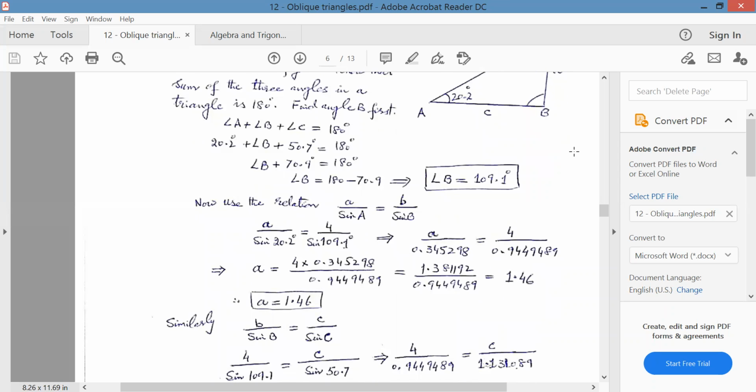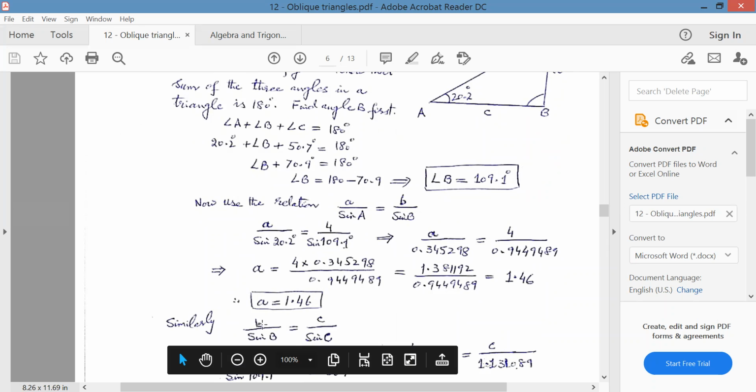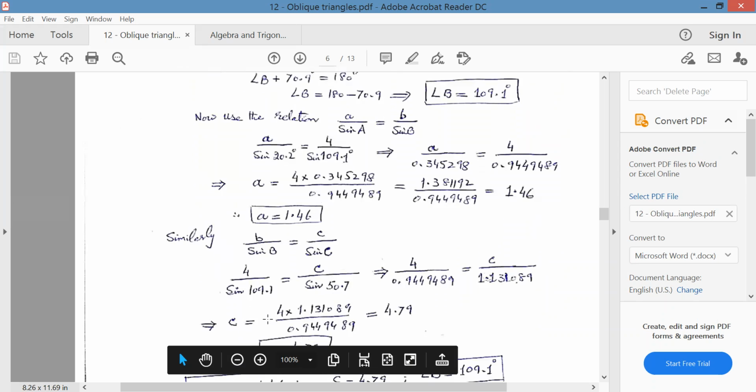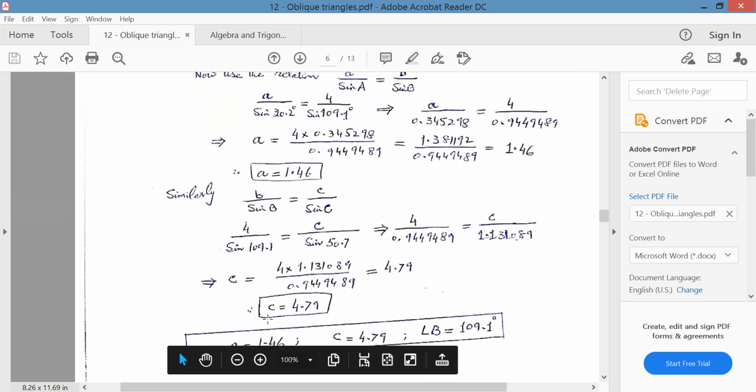अगर ये राइट एंगल ट्रायंगल होती तो हम Pythagoras theorem लगा के थर्ड साइड निकाल सकते थे. But here ensure the triangle is not a right angle triangle. So again you have to apply the law of sines. Now in this case we need to find the value of C. B is already known to us, and all the angles are known. So use this relation: B upon sine B equals C upon sine C.